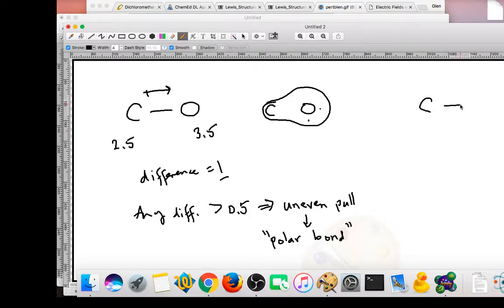Carbon and hydrogen. Carbon has a strength of about 2.5. Hydrogen has a strength of about 2.1 in pulling electrons in this bond, these 2 electrons in this bond. You see the difference is 0.4. Now 0.4 is not greater than 0.5. So this bond ends up being a nonpolar bond.